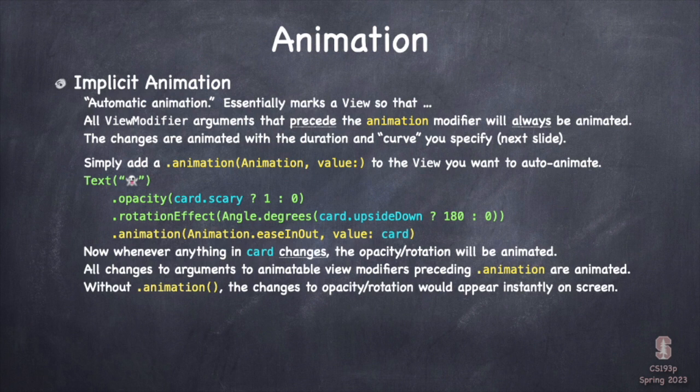And when I put this dot animation, and I've used an ease in out animation here, it causes both of these to get animated. If I were to put this animation right up here under the ghost, neither of these would get animated. If I put this in between the two, only the opacity would get animated, not the rotation effect. So where you put the thing determines which things get animated; only upstream things get animated.